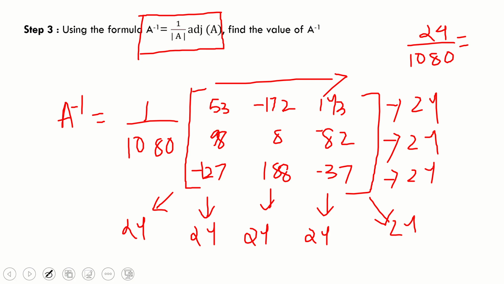It will come as 1 upon 45. Okay, a little bit of a typing problem, that is not a big issue. 1 upon 45 you will get. So did you find any observation?